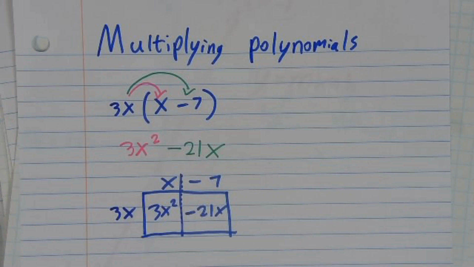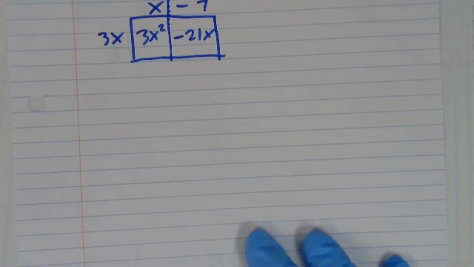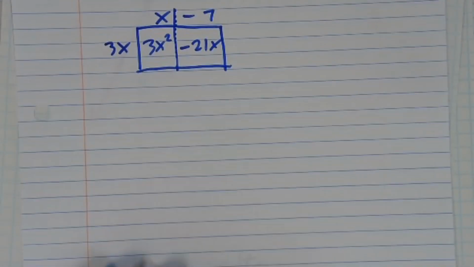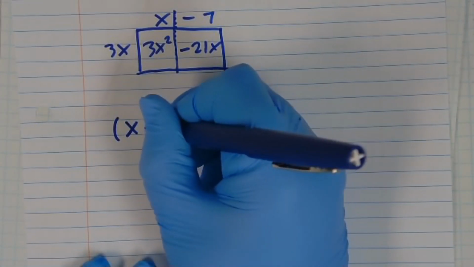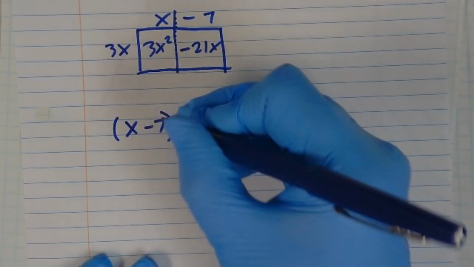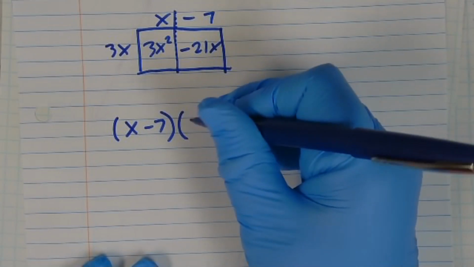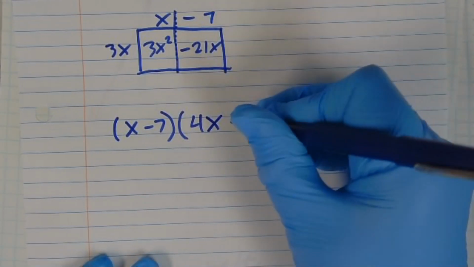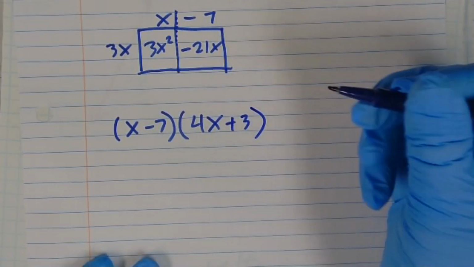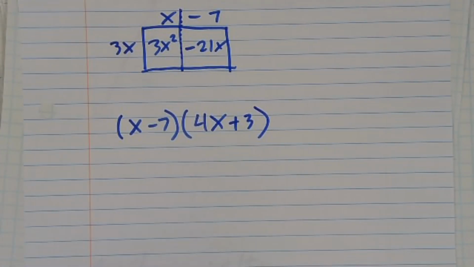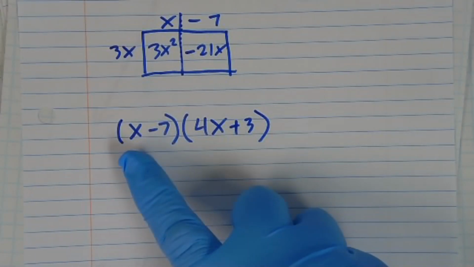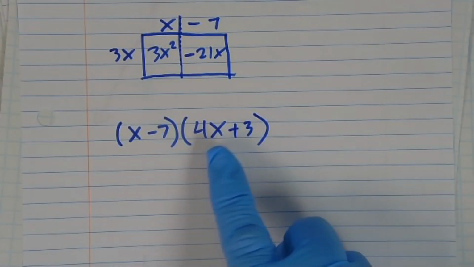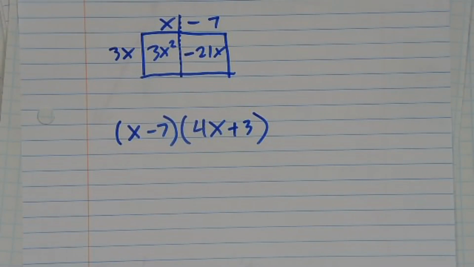So let's look at multiplying a binomial by another binomial now. I'm going to do x minus 7 again. It seems fun. x minus 7 times 4x plus 3. So I could use that same distributive property method. Again, there's nothing I can do in either of these parentheses. There are no like terms to combine. I can't do anything. I'm stuck.